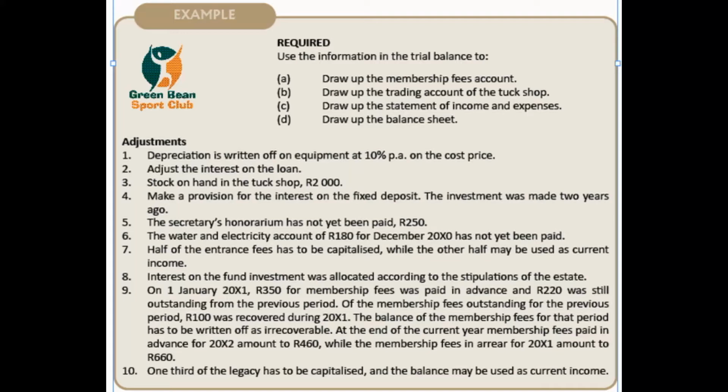So I always say, when you have to do adjustments, draw up for yourself small little T accounts and do the entries in the T accounts. All right. Okay, let's start with the first one. It says depreciation is written off on equipment at 10% per annum on the cost price. Okay, what is the cost price of equipment?